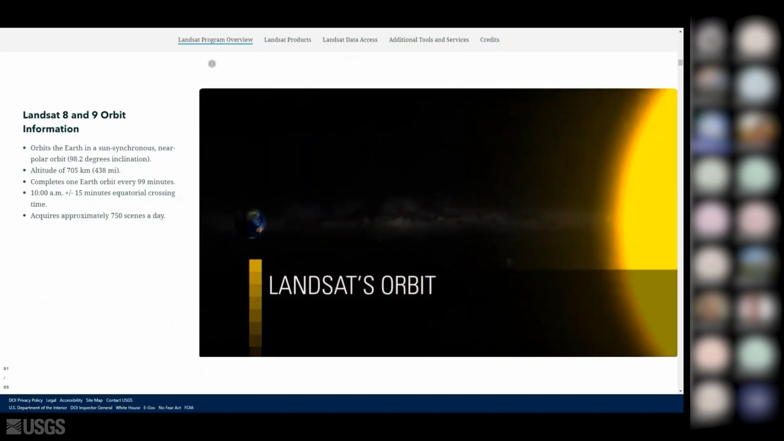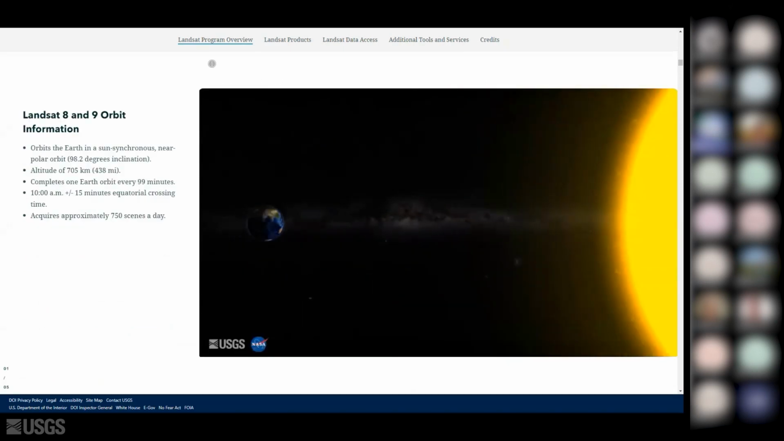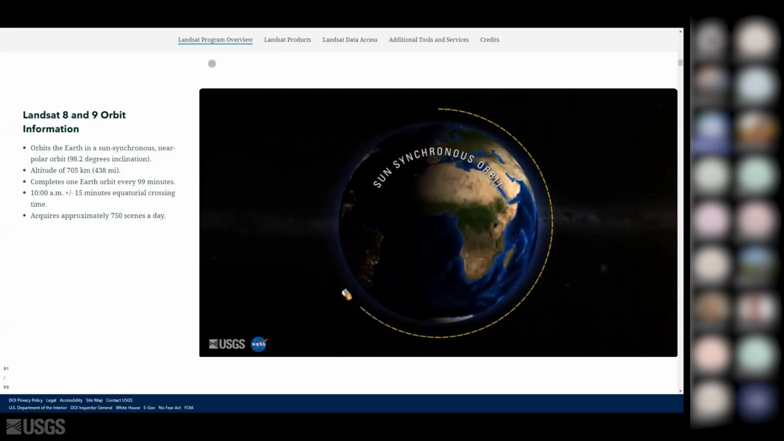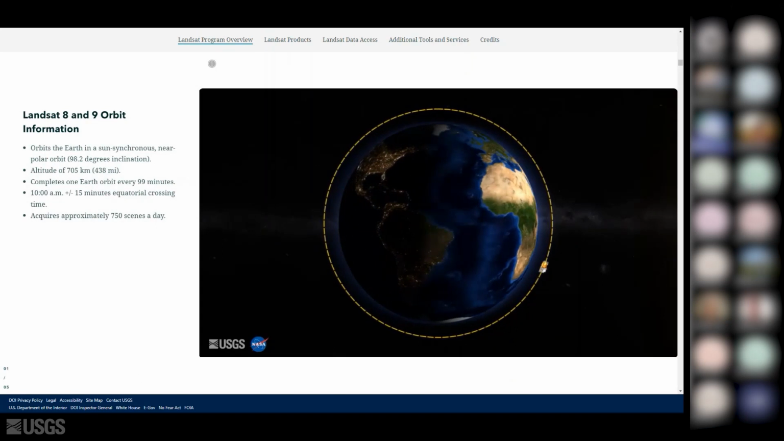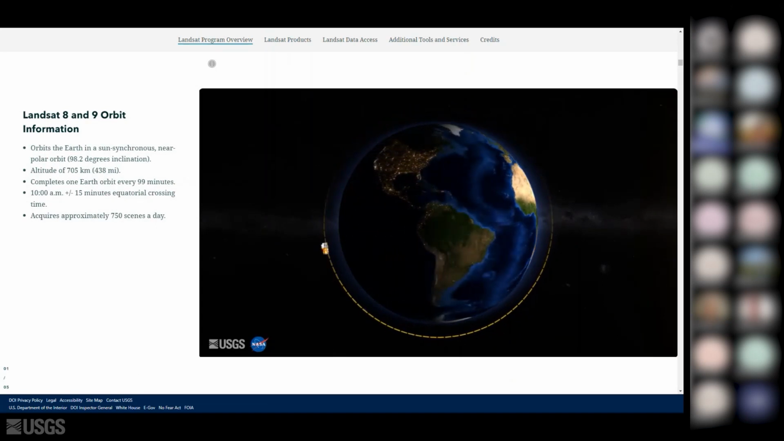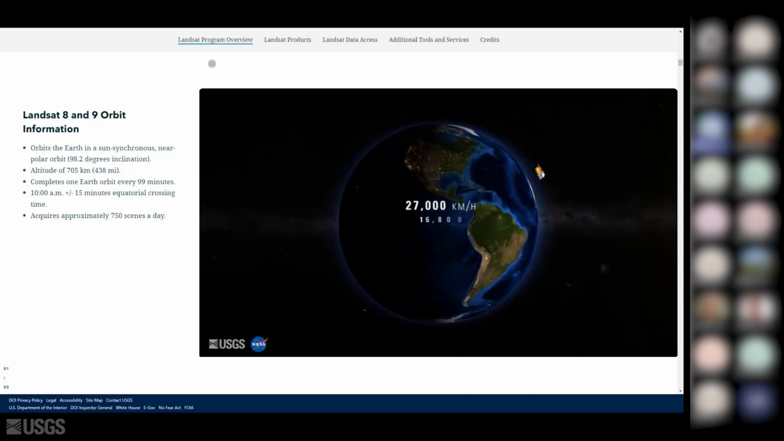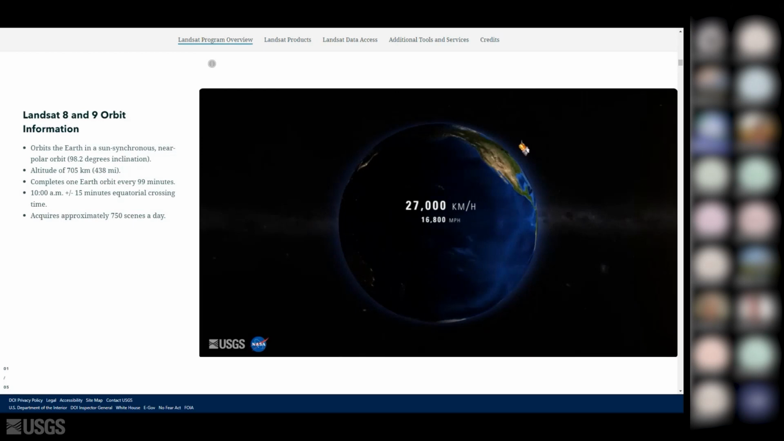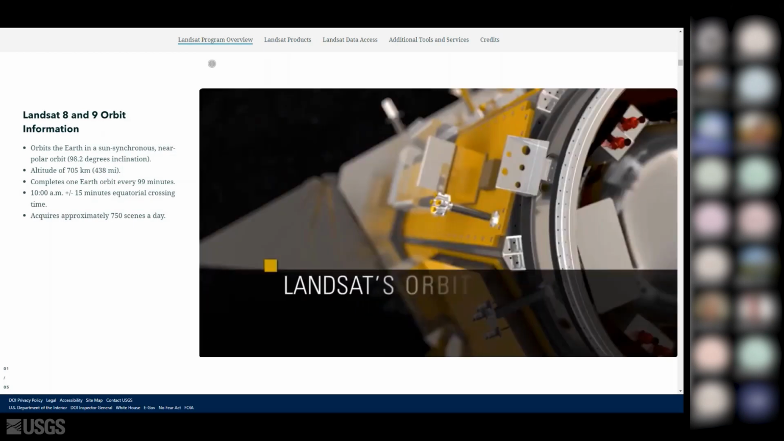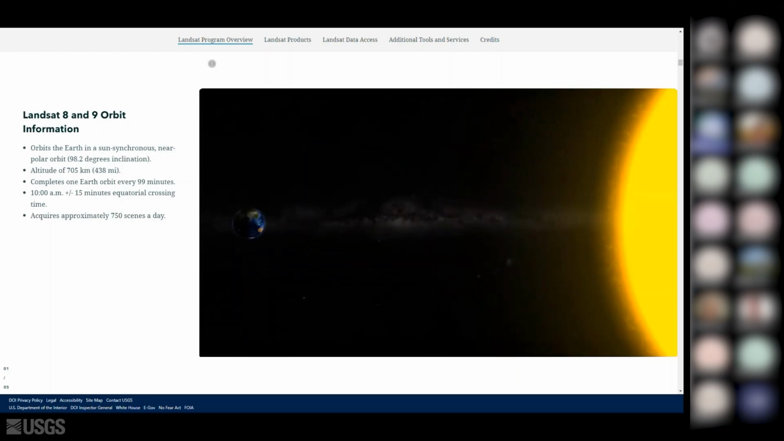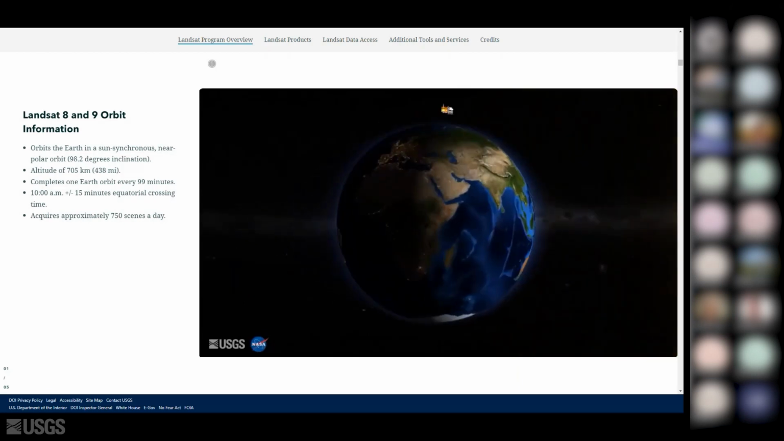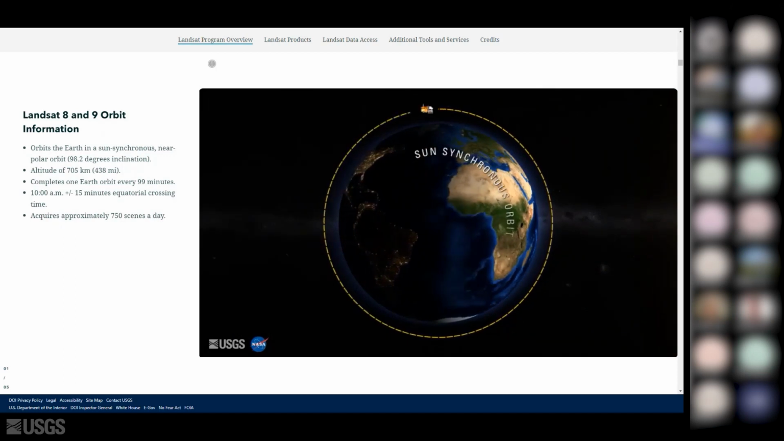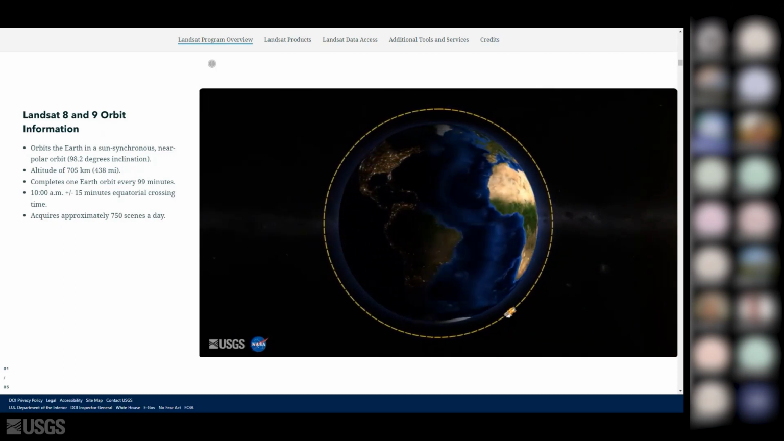So for orbit information, both Landsat 8 and 9 orbit the Earth in a sun-synchronous near-polar orbit at 98.2 degree inclination at an altitude of 705 kilometers above the Earth. Each satellite completes an orbit of the Earth roughly every 99 minutes, and the mean local crossing time on each pass is 10 a.m. plus or minus 15 minutes. This crossing time provides maximum illumination and minimum water vapor in scenes, and at this orbit, each spacecraft is collecting roughly 750 scenes a day.